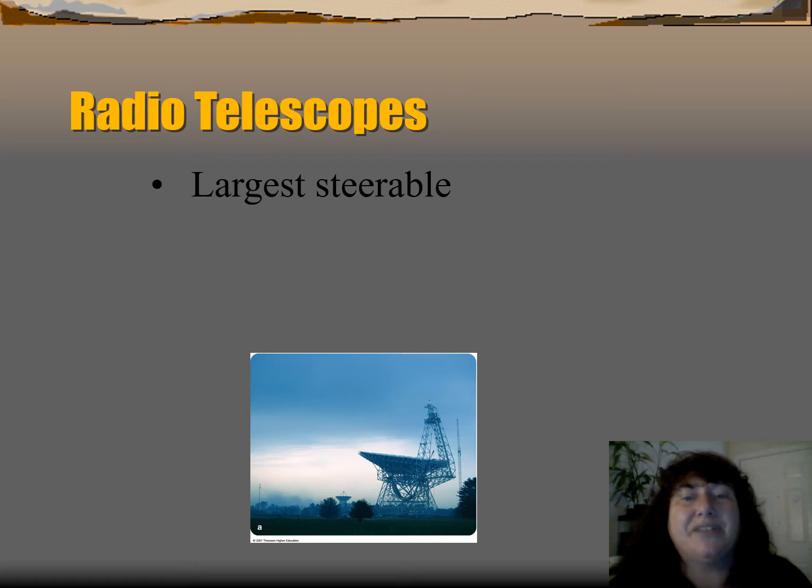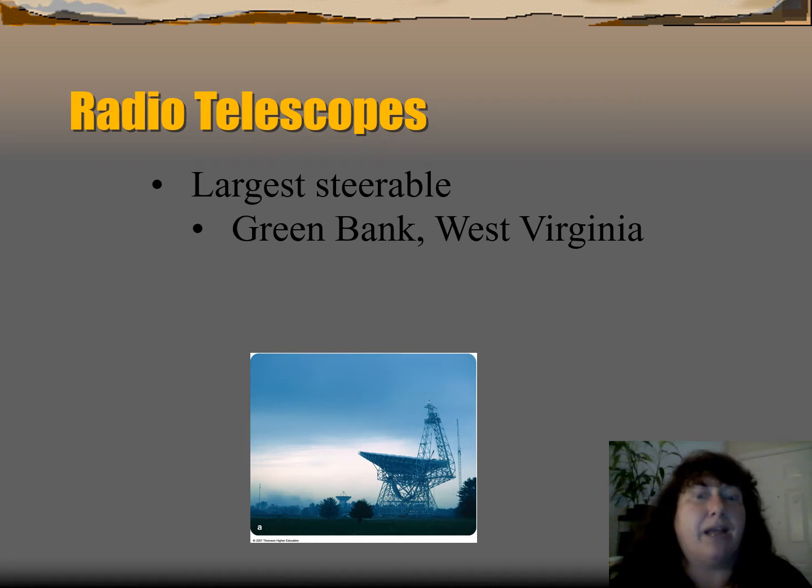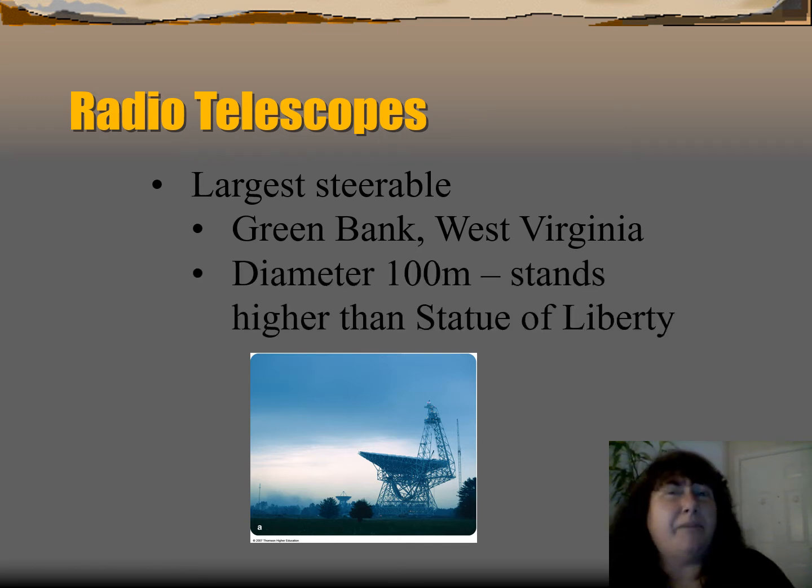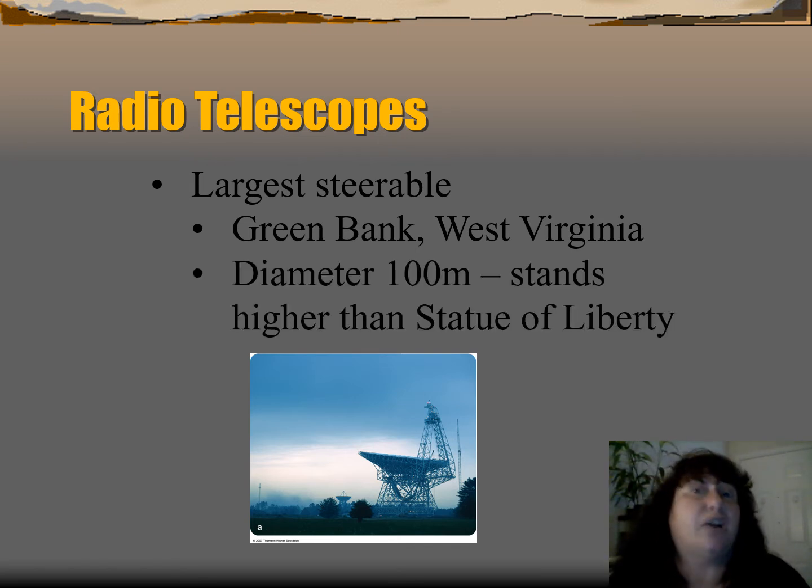This one is actually one of my favorite radio telescopes. This is the largest steerable radio telescope, and it's located in West Virginia at Green Bank. In fact, at Green Bank, I don't know if it's still the case, but back 10 years ago, that whole area was gridded off. You couldn't even have a cell phone in there because it would disrupt the telescope. Basically radio waves, microwaves, none of that can be there because the telescope will pick it up. But this is the largest steerable, meaning that you can actually shift this and move it. The diameter is about 100 meters and it stands higher than the Statue of Liberty.